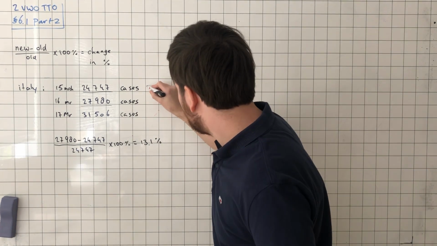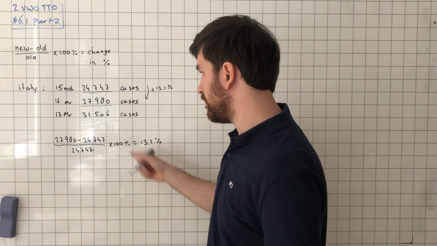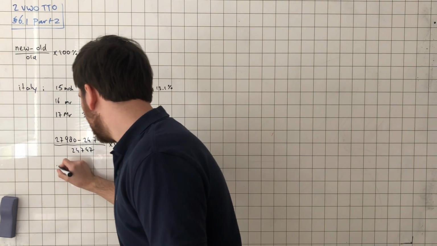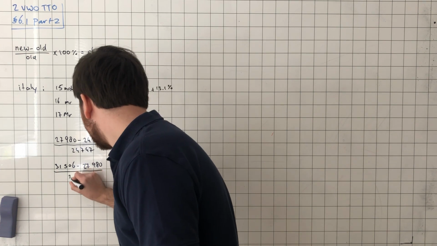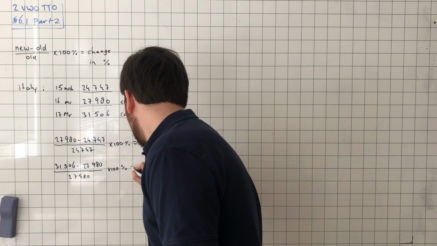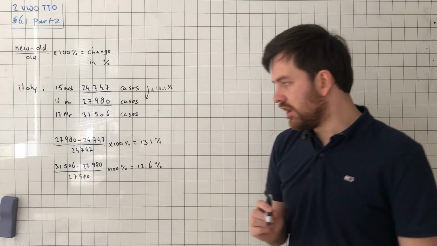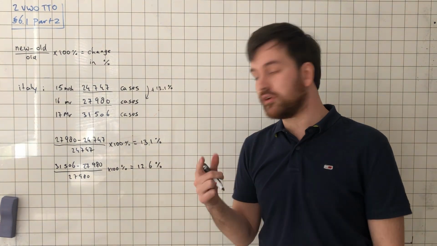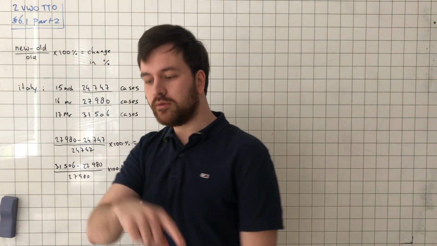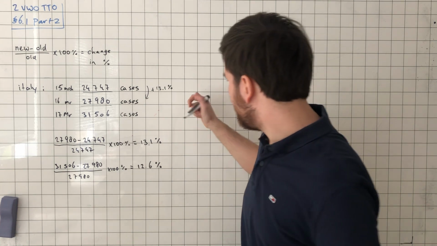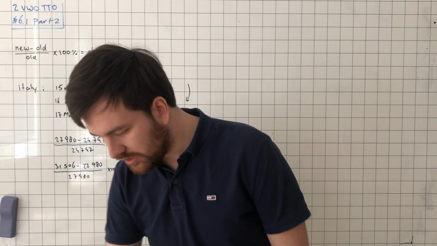Keep in mind, if you want to calculate the change from the 16th to the 17th of March, then we have to use different numbers. Then this number becomes our old amount. So 31,506 minus 27,980 over the old amount, again times 100%, which is 12.6%. So this means that, relatively speaking, in terms of percentages, the amount of new corona cases is decreasing. Why is this interesting? Because there's a difference between looking at something relatively speaking and absolutely. Absolutely speaking, the amount of cases is increasing.